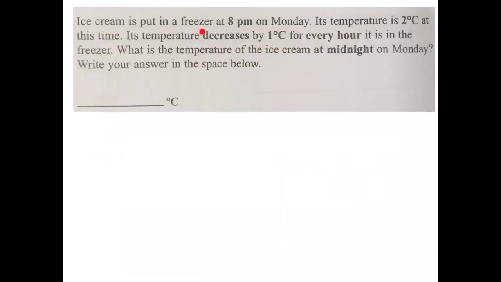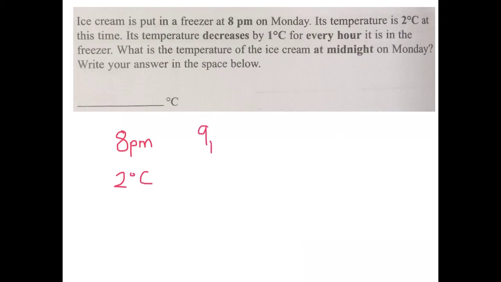Ice cream is put in a freezer at 8 p.m. on Monday. Its temperature is at 2 degrees Celsius at this time. Its temperature decreases by 1 degree for every hour that it's in the freezer. What is the temperature of the ice cream at midnight on Monday? Okay, so it's put in at 8 p.m. and we know that it's 2 degrees.